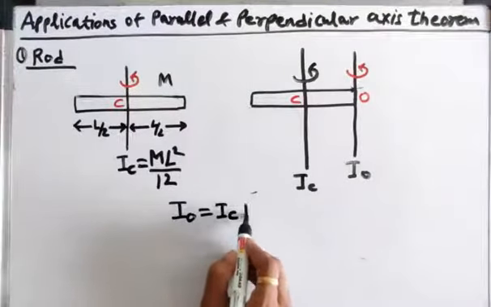Now we will see the second application, that is ring. Now you can see this is a ring of mass M and radius capital R, and you can see this ring is rotating about an axis passing through its center and perpendicular to its plane. And we know that in this case the moment of inertia of this ring is MR square.